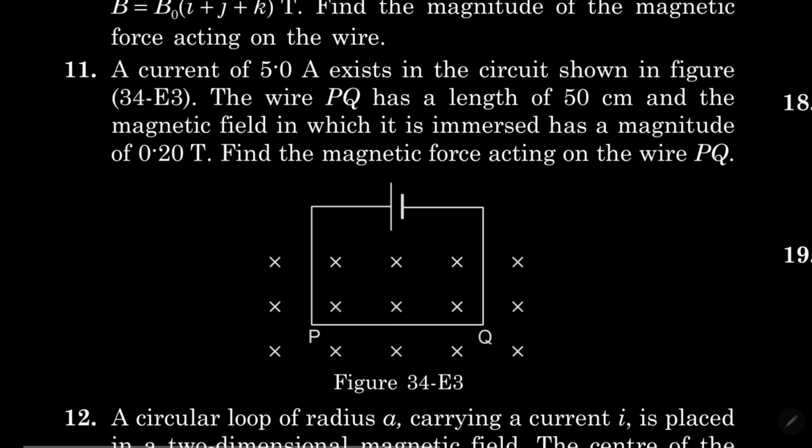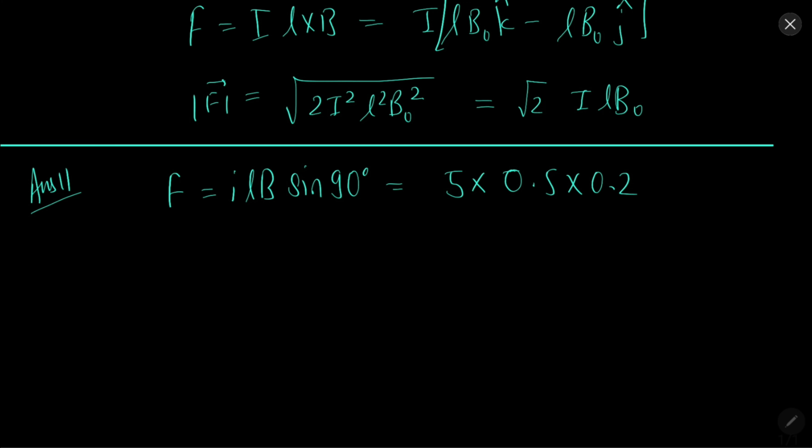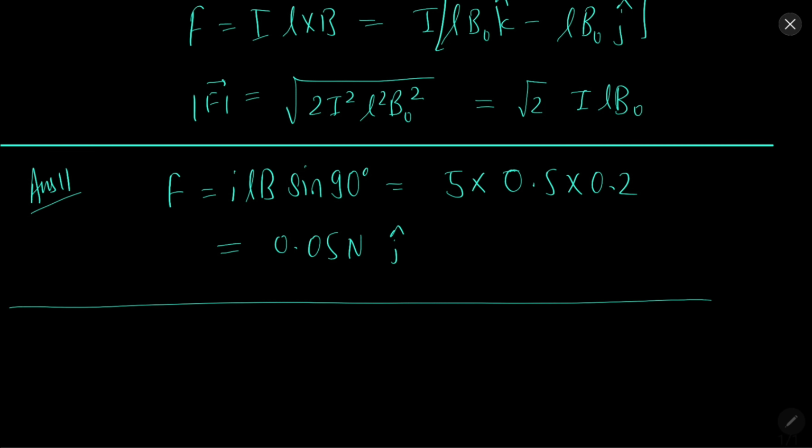In 11, we need to find the magnetic force acting on the wire PQ. Solution 11. So force is ILB sine theta, sine 90 degree is 1, so 5 into 0.5, 0.2 into 1, which will be 0.05 Newton, and direction will be J cap.